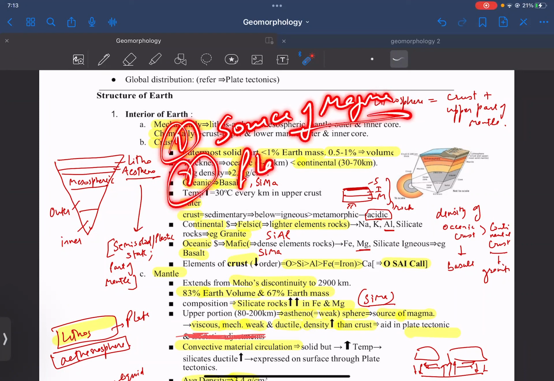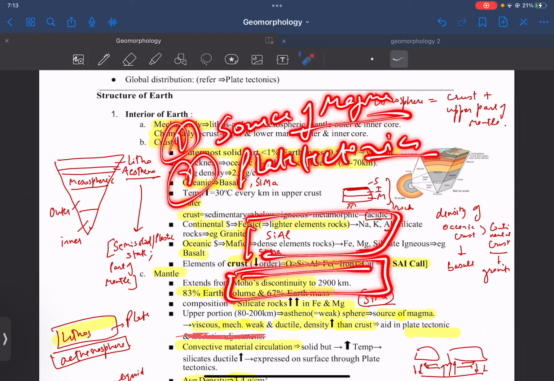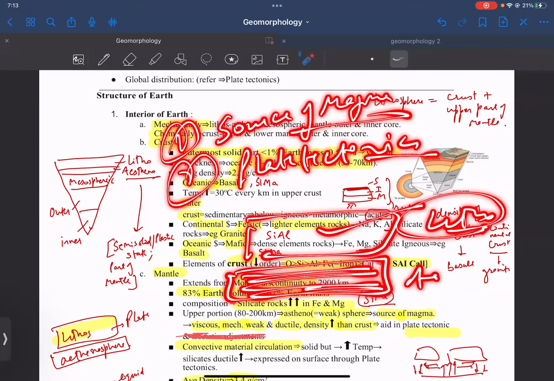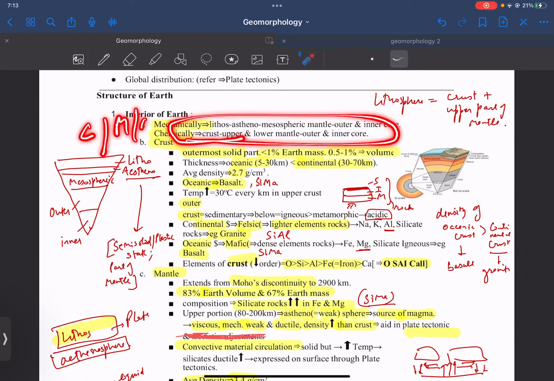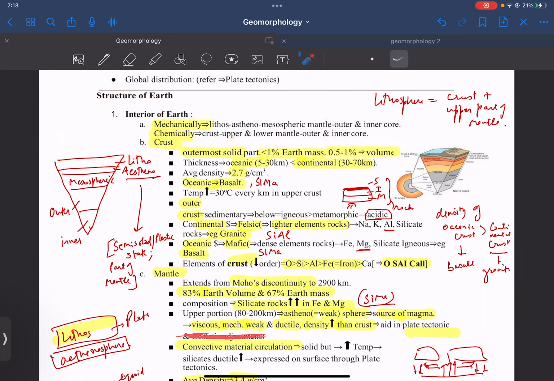So two things: source of magma, and secondly, it is associated with plate tectonics because plates are moving over which area? The semi-solid state, which is the asthenosphere. And plates consist of what? Lithosphere. The lithosphere is divided into various parts, which are known as plates. Then below it, there is the mesosphere, which is the lower part of the mantle. Then outer core, inner core. Chemically we divide it into three types: crust, mantle, core. Mantle, you can say lower and upper mantle. Core, you can say outer and inner core for the subdivision.